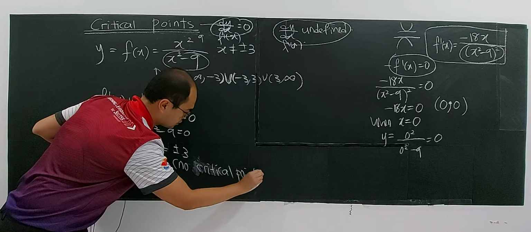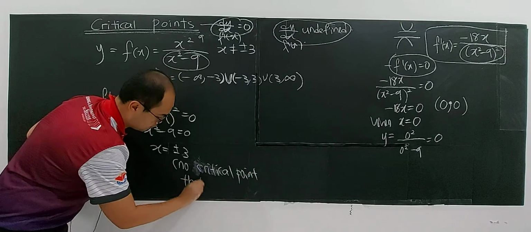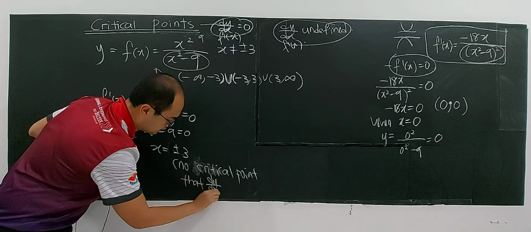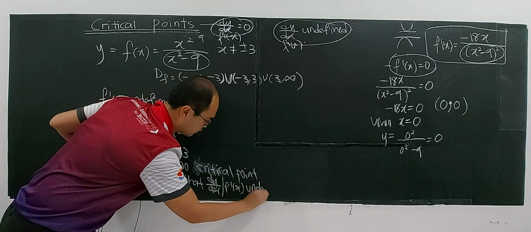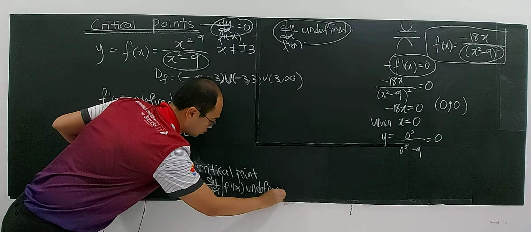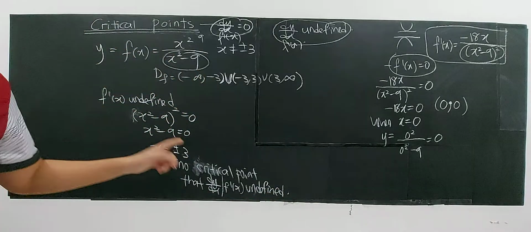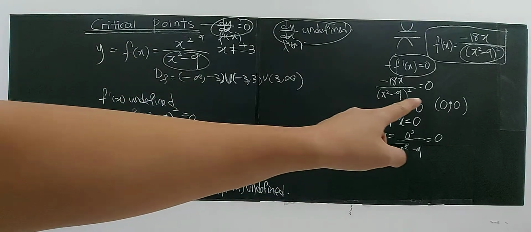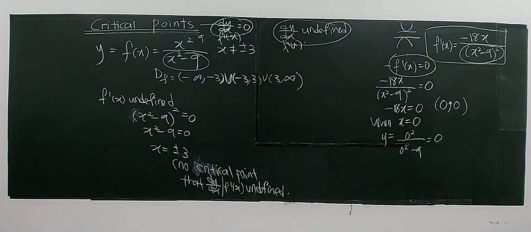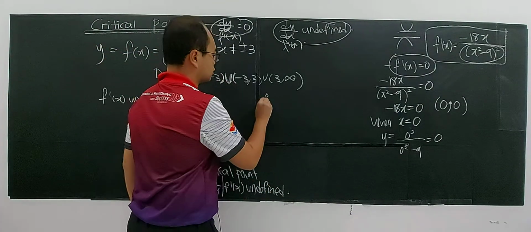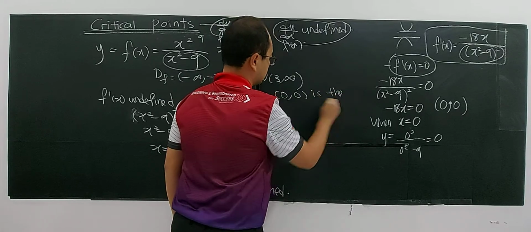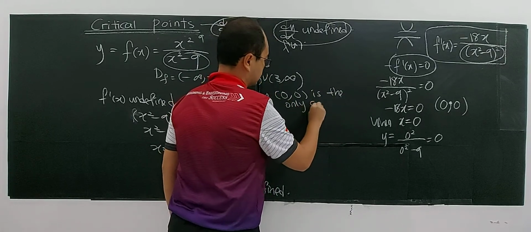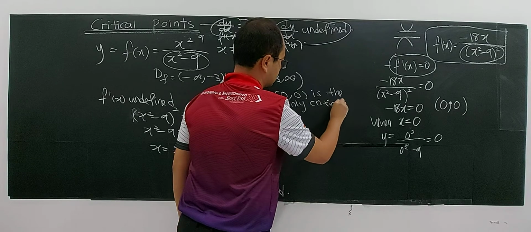There are no critical points where dy/dx or f prime x is undefined. So there is only one critical point here, which is a stationary point, (0, 0). So (0, 0) is the only critical point.